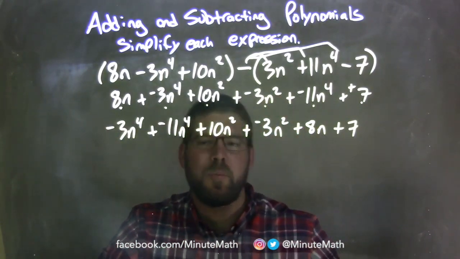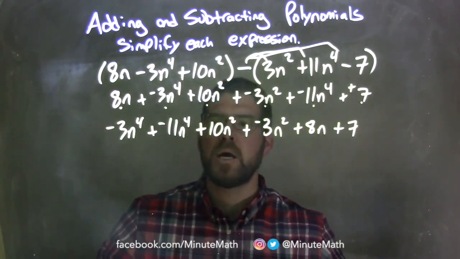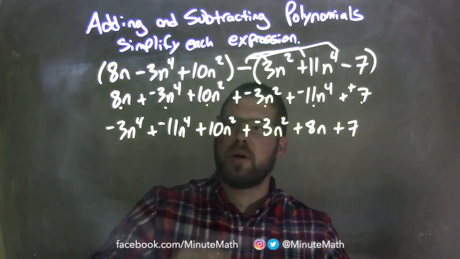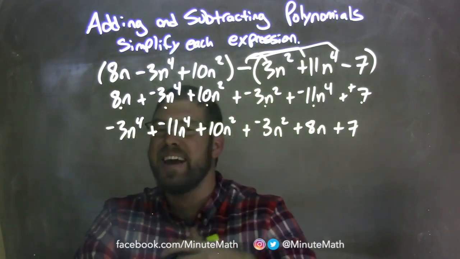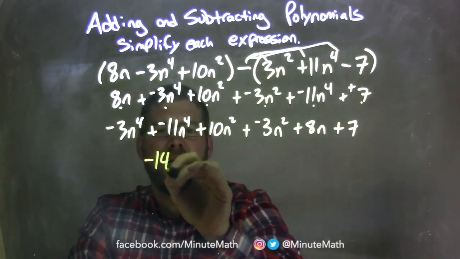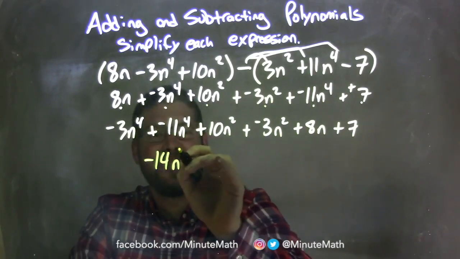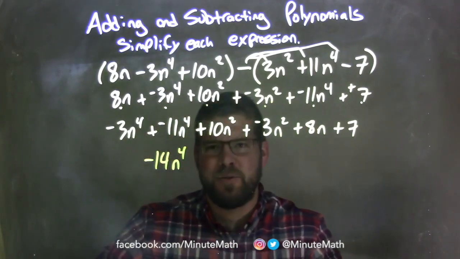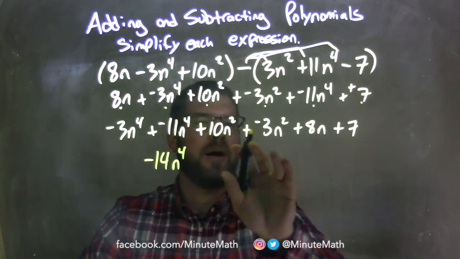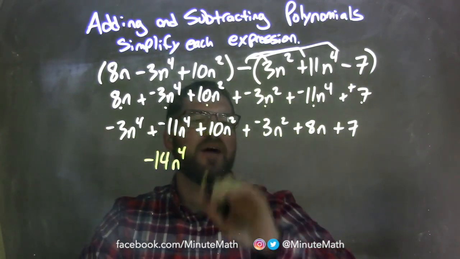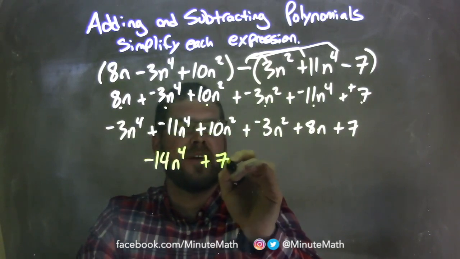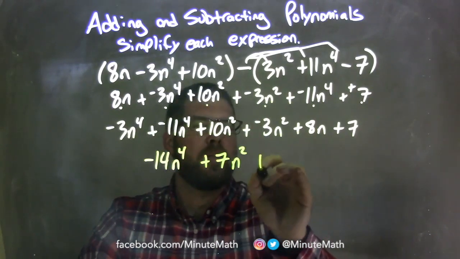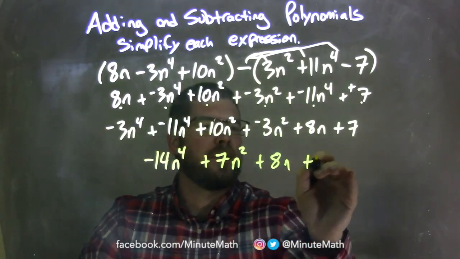Okay, or the zeroth power, things like that. Okay, so now let's go combine our like terms. I'll simplify that. Negative 3n to the fourth plus a negative 11n to the fourth is a negative 14n to the fourth. Then my second powers here, 10n squared plus a negative 3n squared is a 7n squared, so we have plus a 7n squared here. And then we have a plus 8n, and then plus a 7.